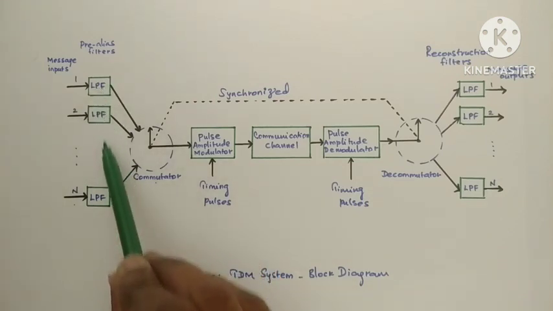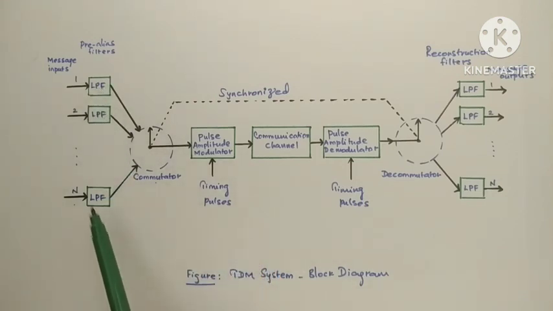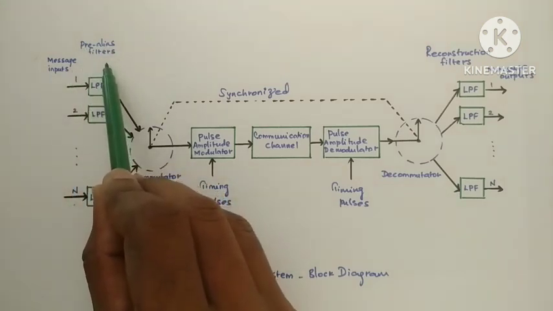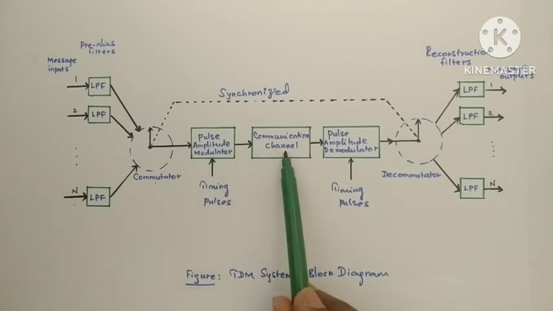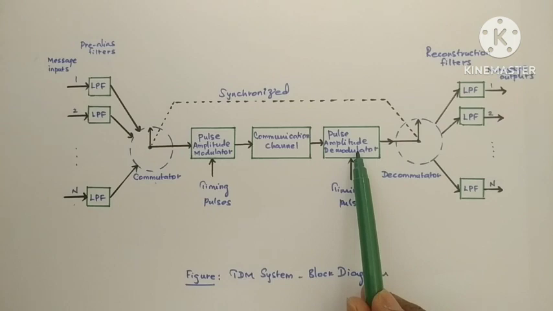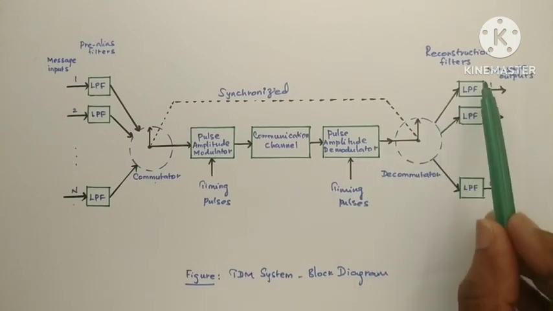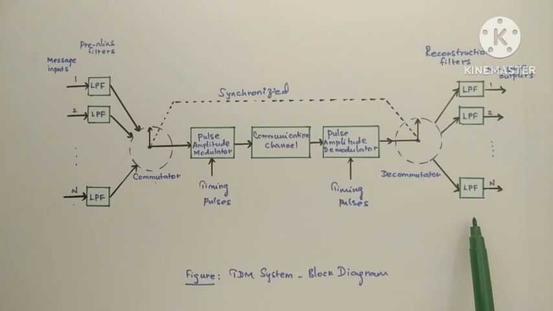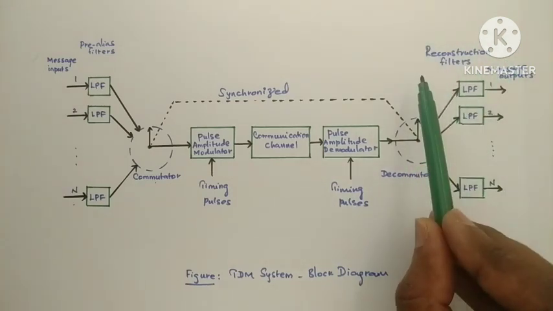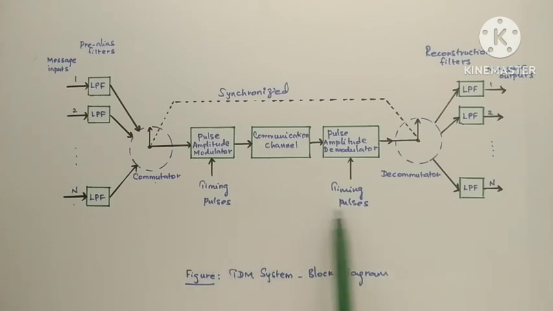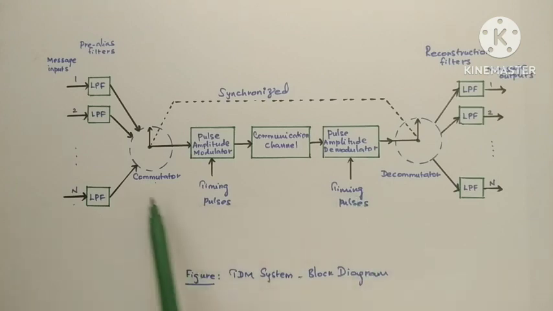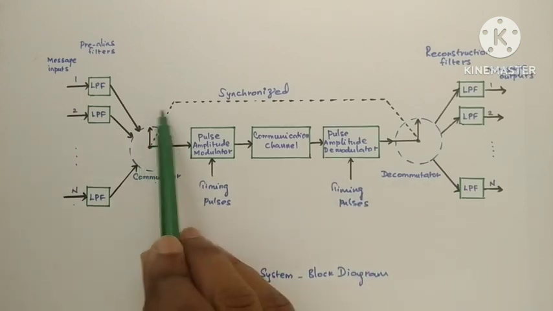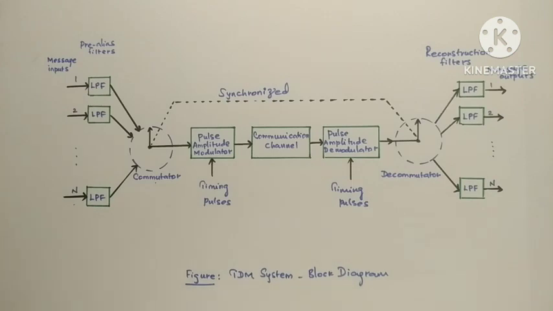Next it has the low pass filters. These filters are called pre-alias filters. After that you have a commutator, pulse amplitude modulator, communication channel, pulse amplitude demodulator, decommutator, and then again at the receiver side you have low pass filters, which are called reconstruction filters. Here timing pulses are provided for the PAM modulator and demodulator, and the commutator and decommutator are synchronized. So this is the block diagram representation of the TDM system.